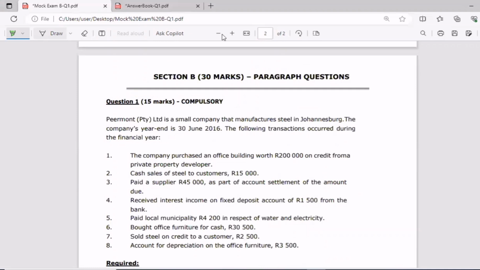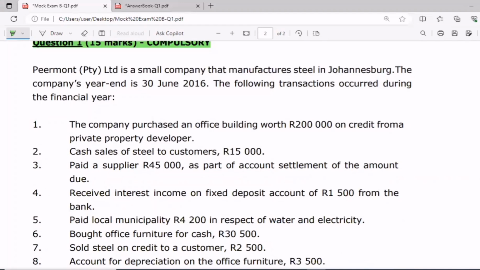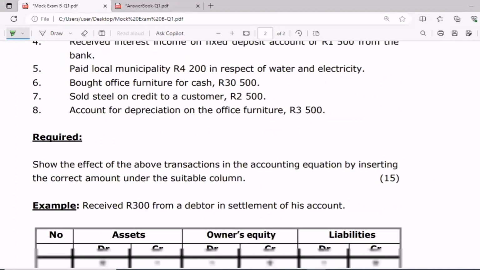So let me check if I'm able to zoom here. All right, so this is the question, guys. It's section B, which is paragraph questions. So we have question 1 of section B, which is out of 15 marks, and it is a compulsory question. So before we read these transactions, let us go to required first.